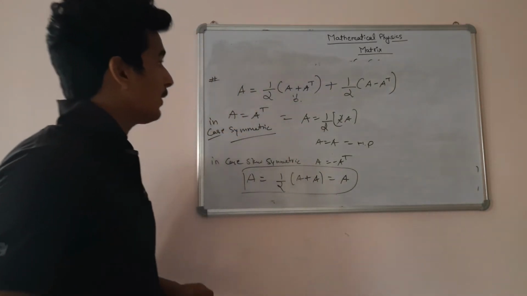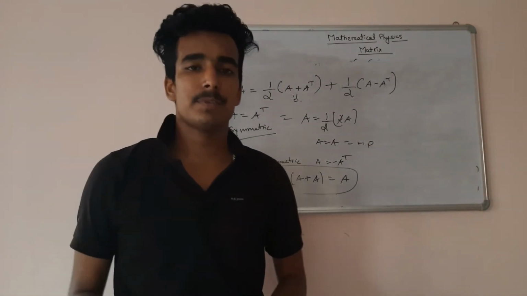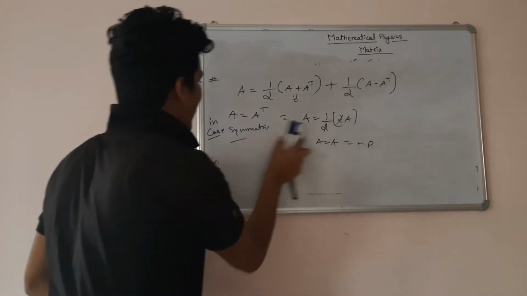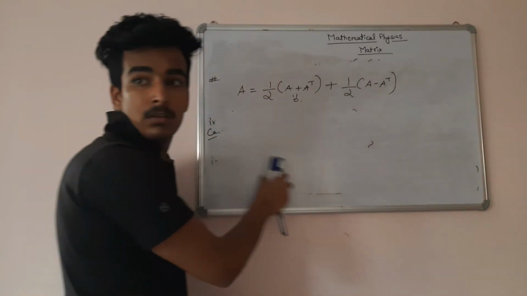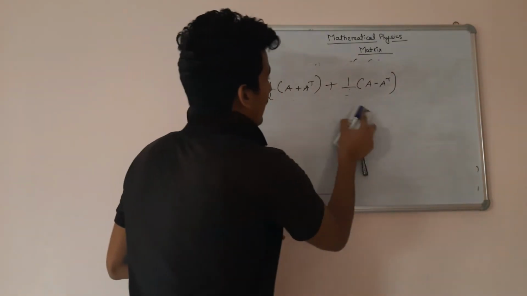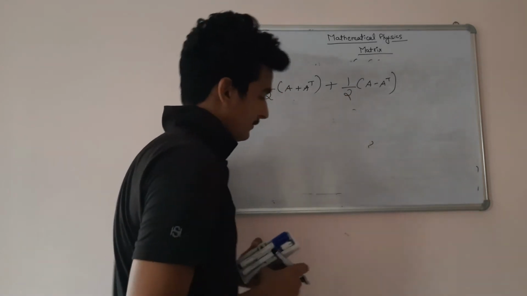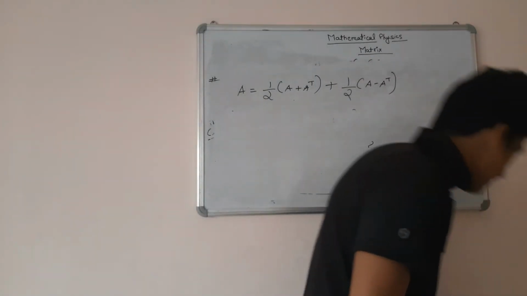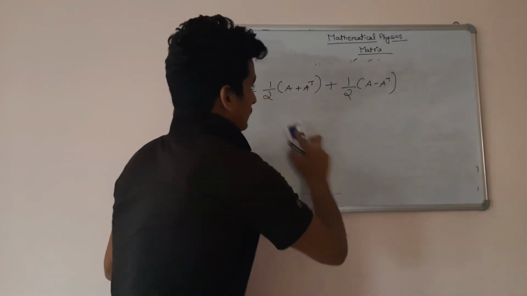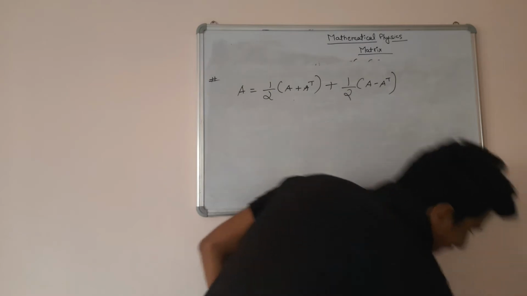So this is a good property, a general property of a matrix, that it can be represented as the sum of its symmetric and antisymmetric part. So this is a symmetric part and this is an antisymmetric part. Is it clear to you? Now let's take an example to understand it.